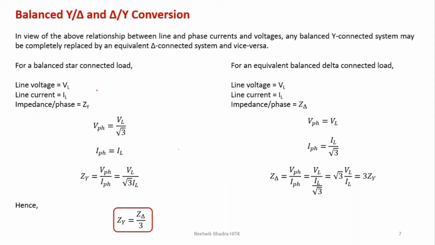if you are considering the equivalent delta, your voltage and current will be the same because it is a balanced system. So VL and IL will be the same. So what will change then? Obviously the impedance. Now we'll write the relation that we have studied just now in delta. VPH is equal to VL, IPH is equal to IL by root 3. So Z delta is equal to VPH by IPH, so VL by IL by root 3. That gives you root 3 VL by IL. Now from here, if you relate this, VL by IL over here.